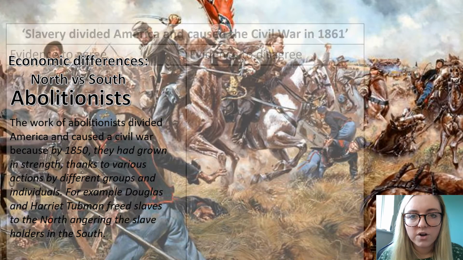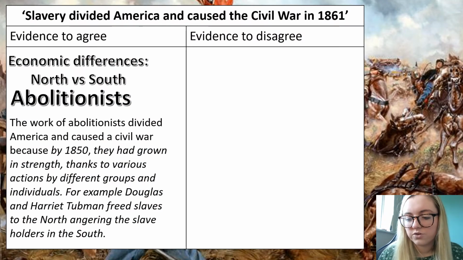So here is my waggle that you can add to yours, or you can steal if you struggled with this one. It says the work of abolitionists divided America and caused a civil war by 1850 because they had grown in strength thanks to various actions by different groups and individuals. For example, Douglass and Harriet Tubman freed slaves to the North, angering the slaveholders in the South.